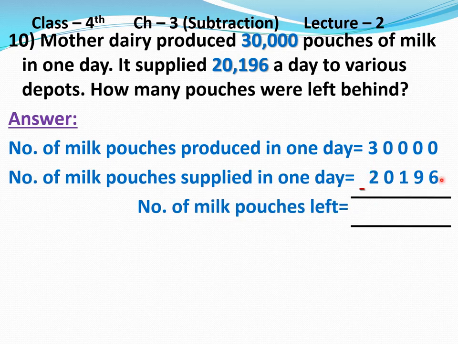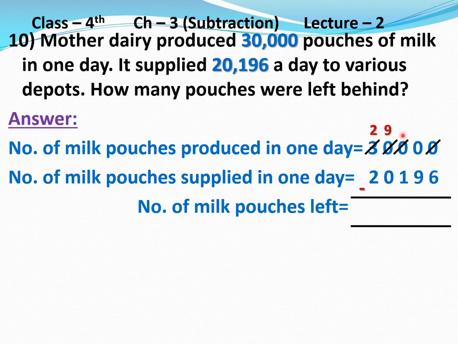See 0 minus 6 it is not possible. So we will take borrow from this. Next we can't borrow from this 0. Next we can't take borrow from this 0. Next we can't borrow from this 0. Next we will take borrow from this 3. So this 3 will become 2. Okay. But first of all this 3 will give borrow to this 0. So this 0 will become 10. Now see this 10 will give borrow to this 0. So this 0 will become 10 and this 10 will become 9.